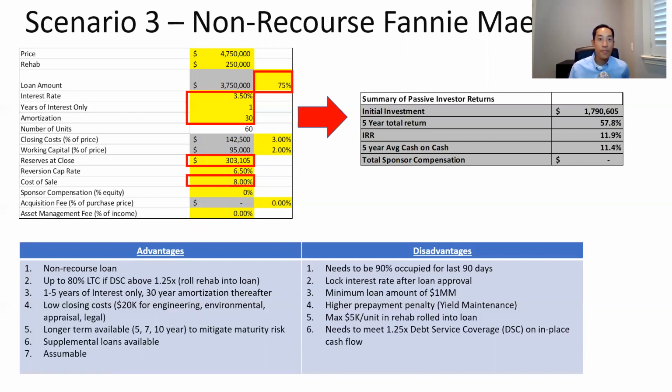So when you do that, we can plug in all the numbers in the Excel, but essentially what it comes out to is about a 57% total return for you as the investor. Your initial investment is higher, right? So $1.8 million in initial investment compared to before you were looking at close to 1.5 because of the reserves needed at close. All right, so that's scenario number 3.